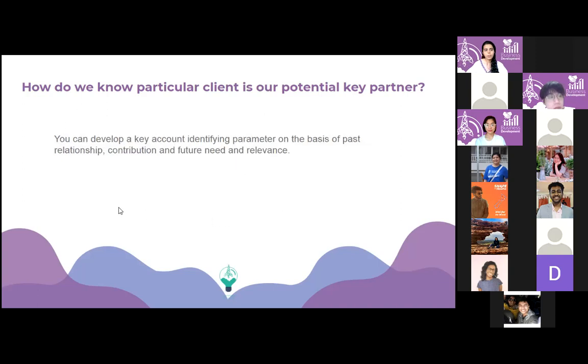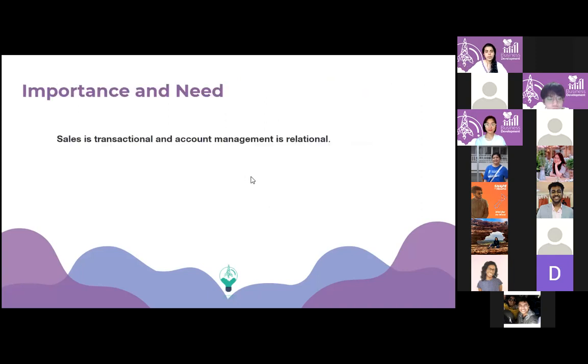Okay, moving on. You can develop a key account identifying parameter on the basis of past relationship, contribution, and the future need and relevance. So yeah, that's basically it. When it comes to importance and need, as you know, sales is basically transactional. When it comes to sales, there is money involved. But when it comes to account management, it's relational. There are human beings involved, there is human relationship involved.